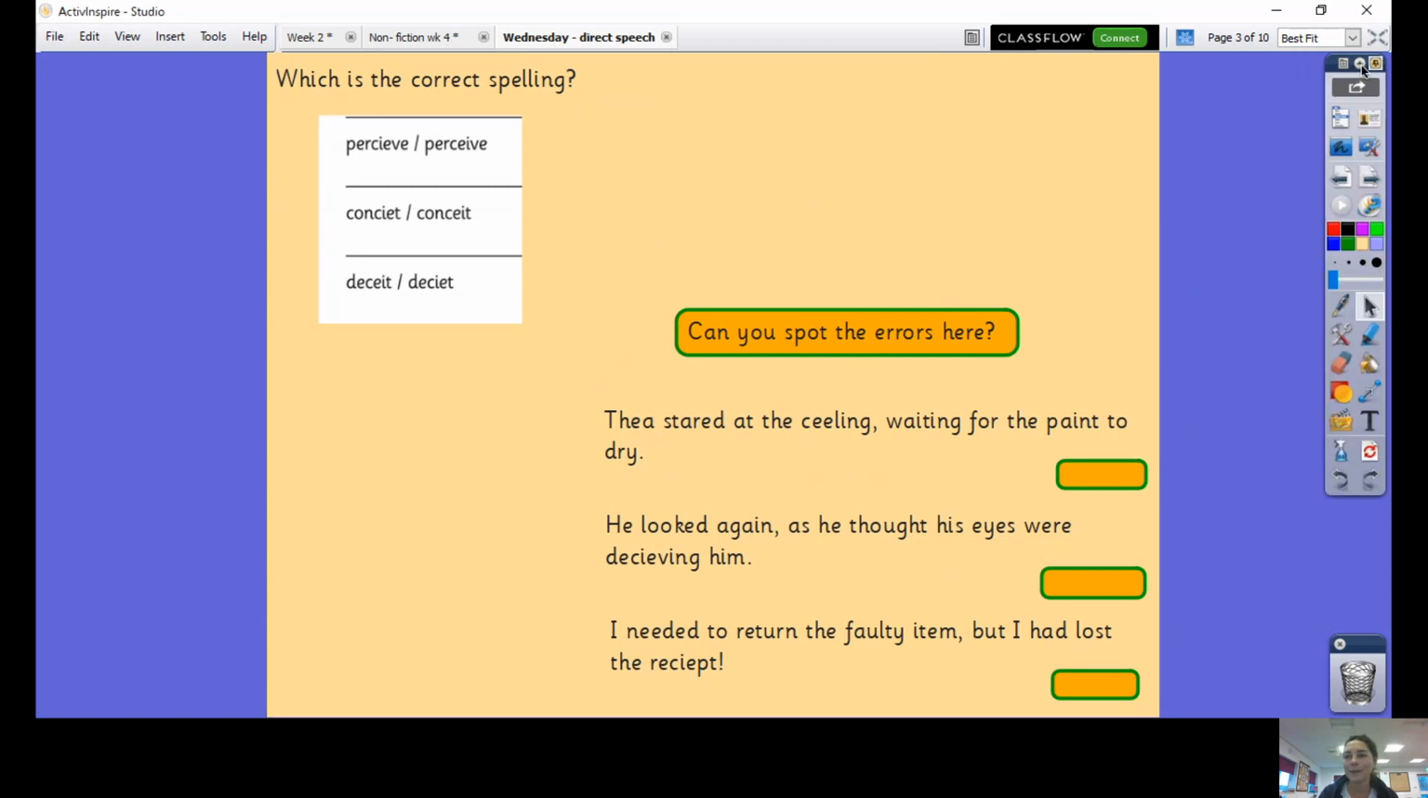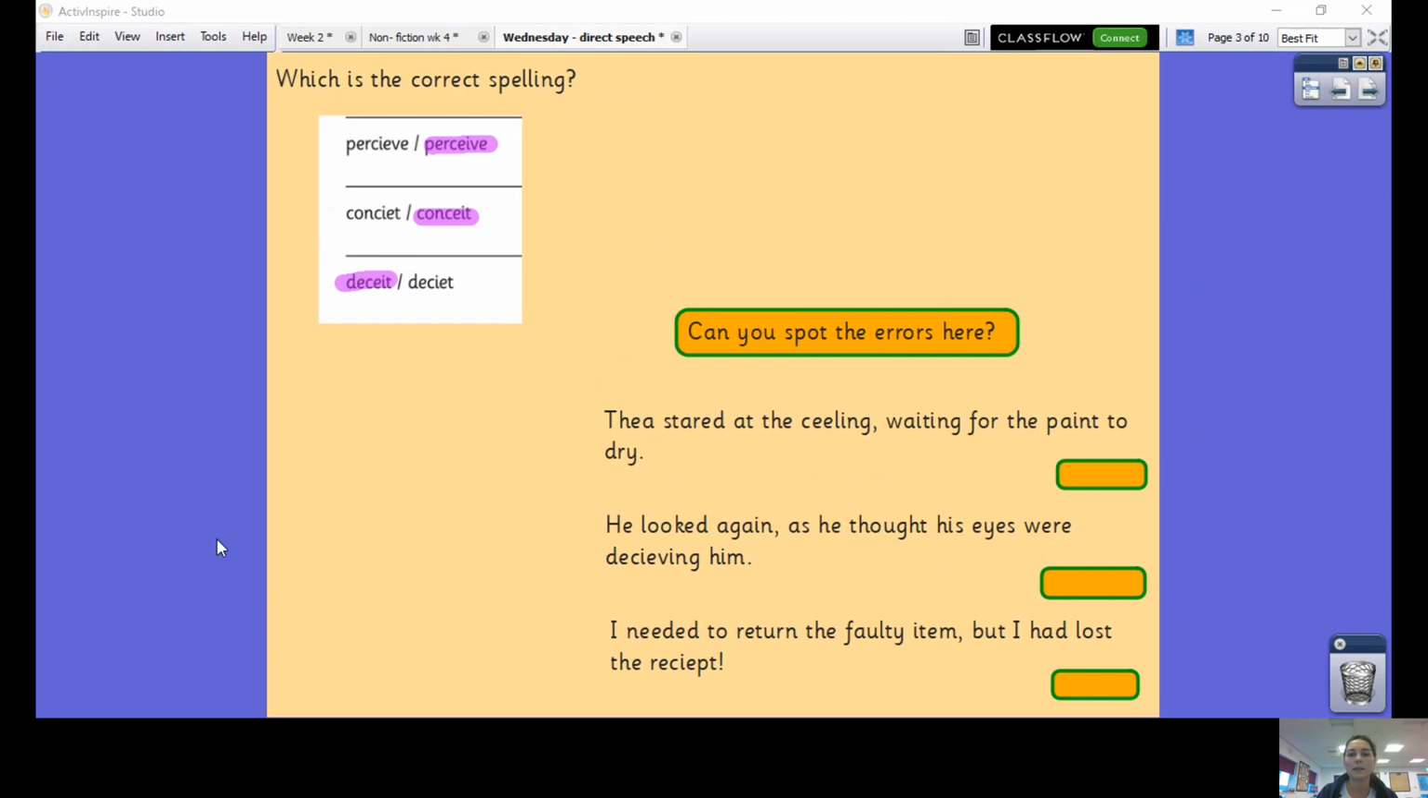Okay, so I'll get my highlighter out. The first one is, remember, it's EI. So this spelling is the correct one. And the same with conceit, it's EI, and deceit, it is this one. Okay, well done if you got those.